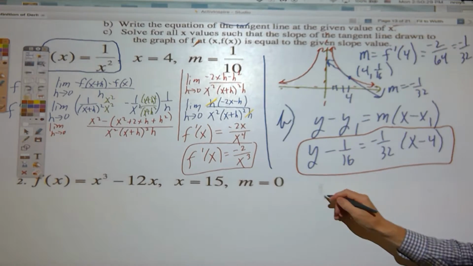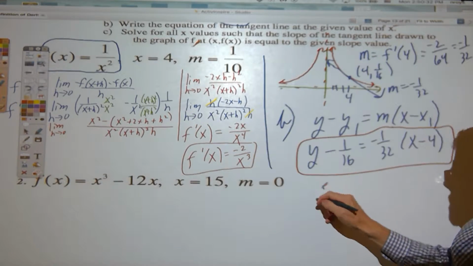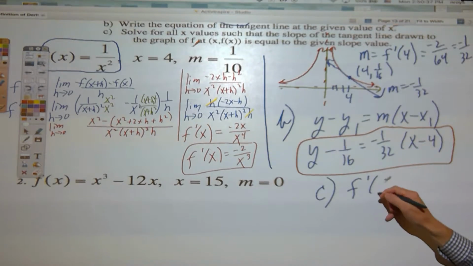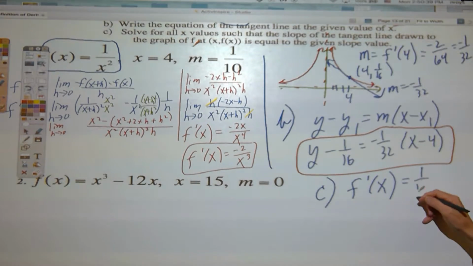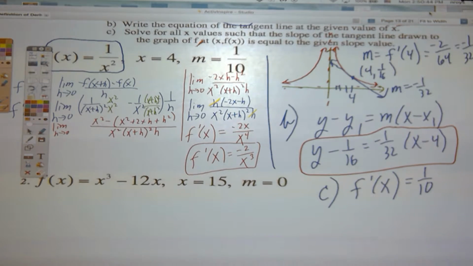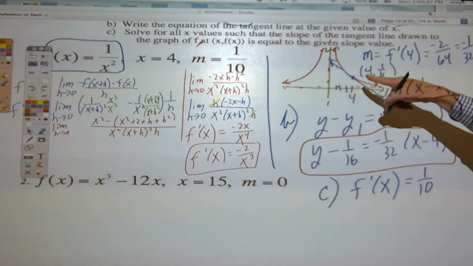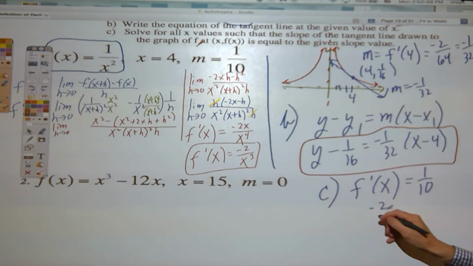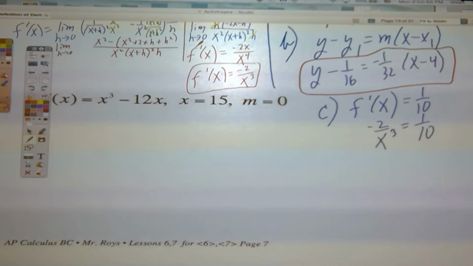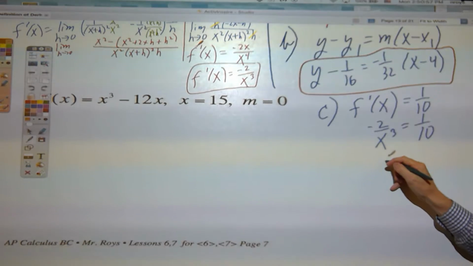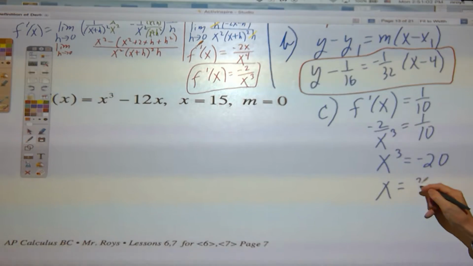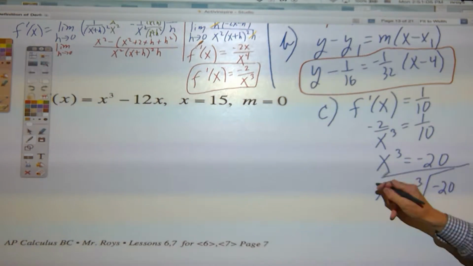So what you do for part C to solve this is you interpret the problem as solving for x such that f prime of x is 1/10. That's your starting point. We want to solve for x such that f prime is 1/10. F prime was found in part A to be -2 over x cubed. Solving this equation for x is not too bad using a cross multiply approach. X cubed equals -20. So the cube root of -20 is the exact answer.